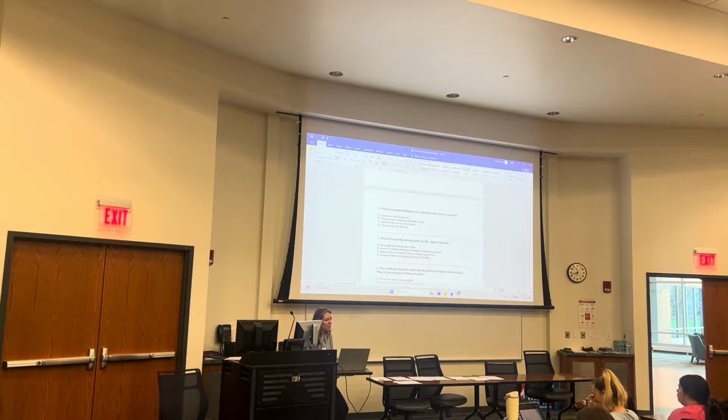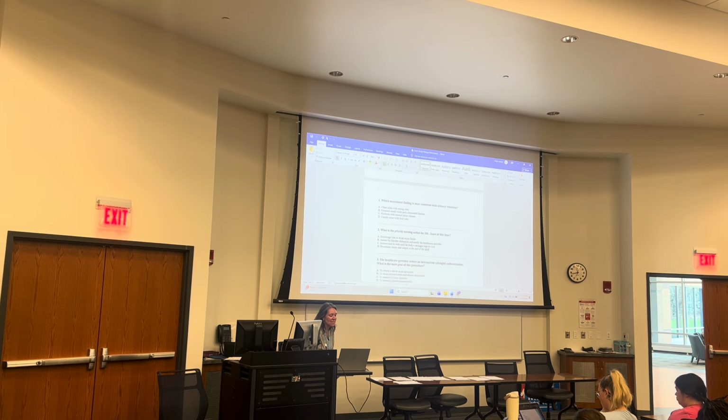So which assessment finding is most consistent with urinary retention? Who wants to tell me? Yeah, that's B. I heard someone say they're all B, except for the last one. So B, frequent small voids and a distended bladder. They're not going enough, or they're having to go often, and when they go it's just a little bit, and they have that distension.